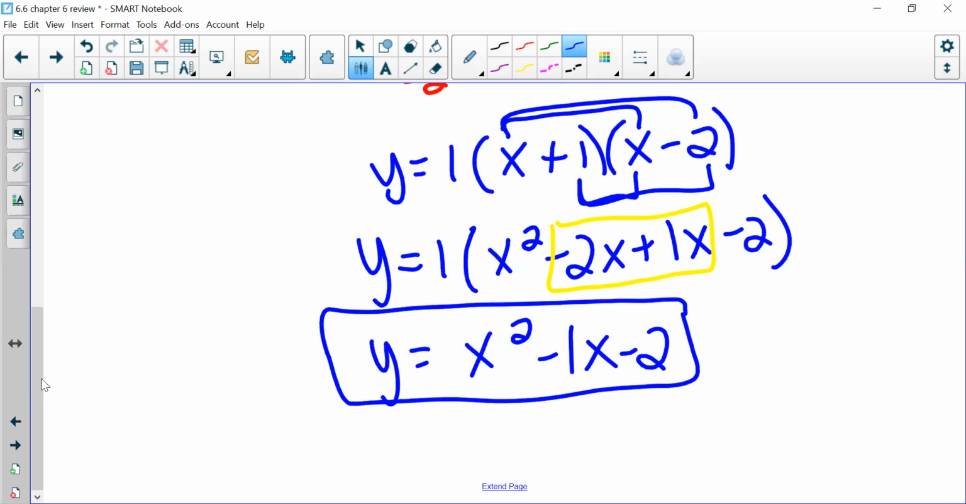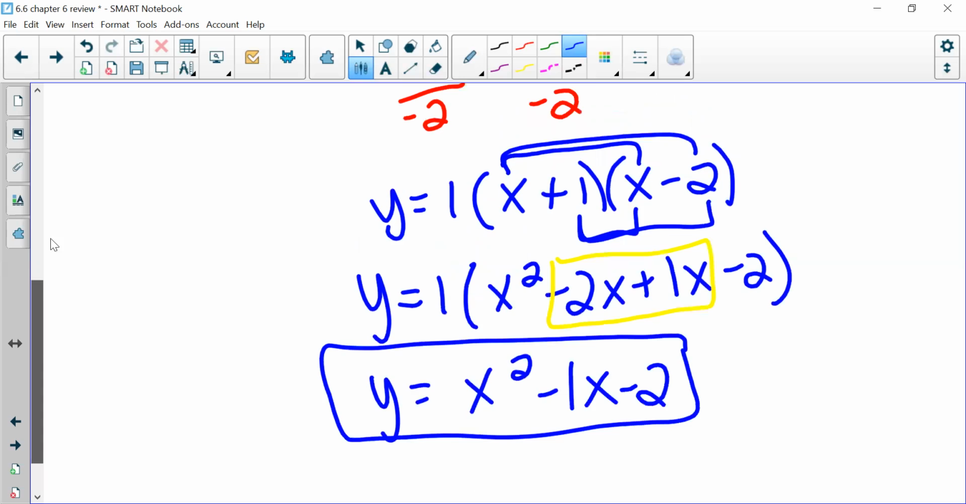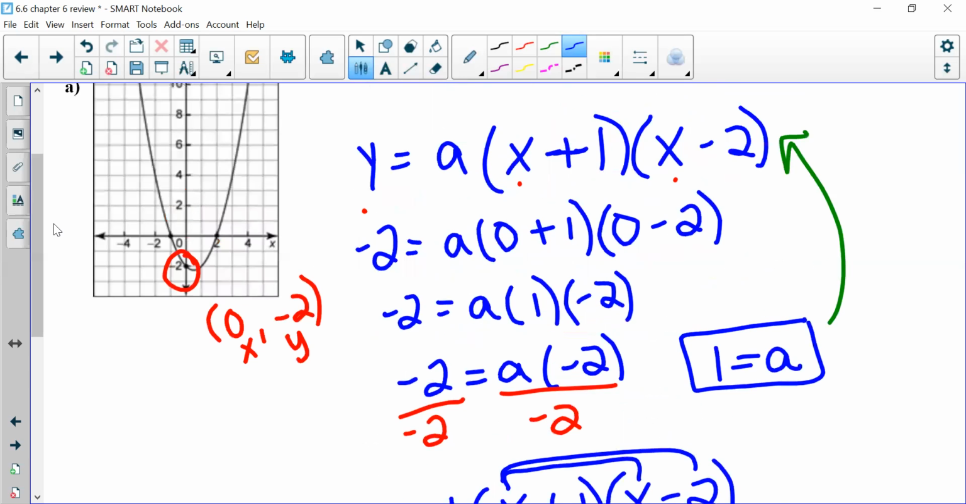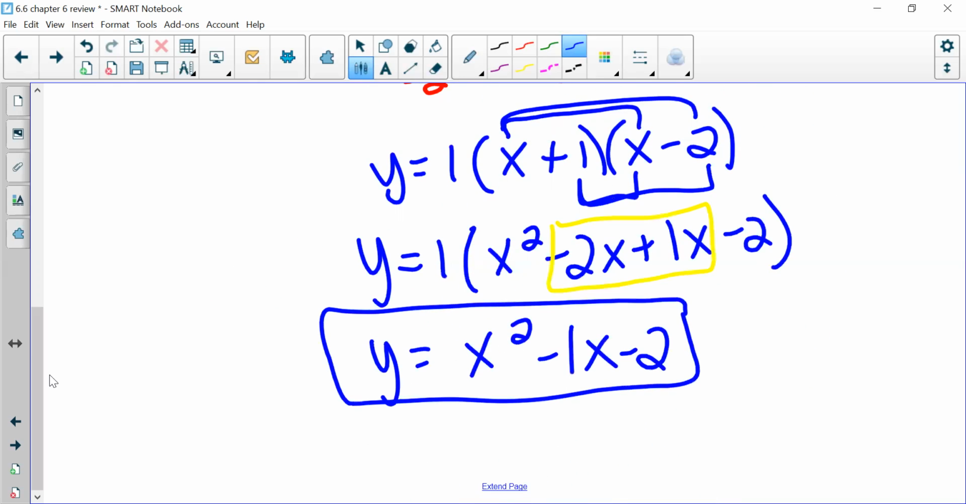Just double check, be a good problem solver. Okay, it is opening up. And then just check that your -2 value is your y-intercept, and just make sure all those numbers work out there. So this is my final answer that I'm looking for. That's standard form. If I wanted to find my vertex, I could then continue on and do axis of symmetry or complete the square or midpoint of my x-intercepts, and I could then also figure out vertex form.